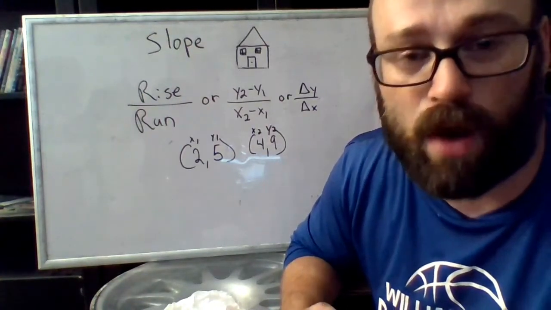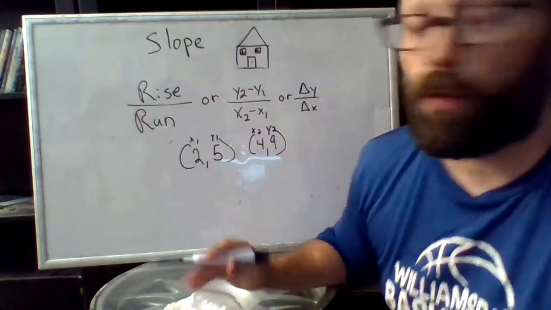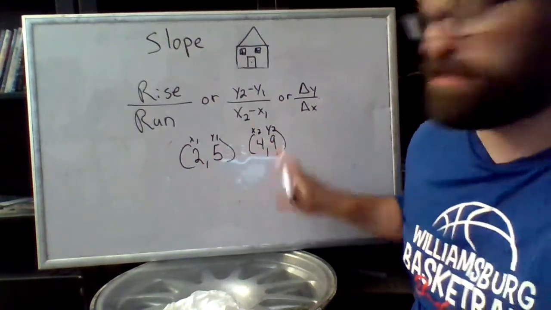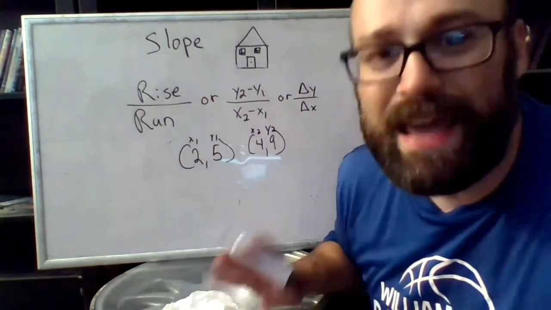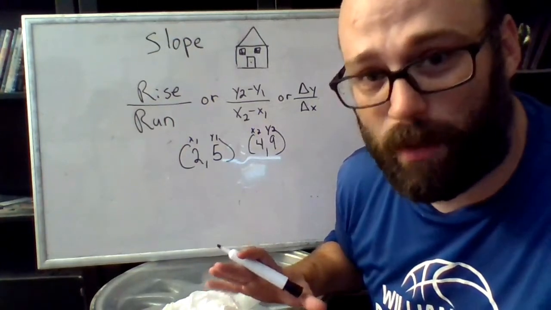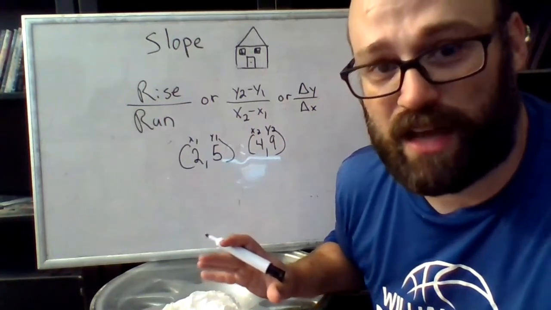You would just plug them in, y2 minus y1, so 9 minus 5, 4 minus 2, and you can do that. Or you could just say, okay, from 2 to 4, I've changed 2 spots, and 5 to 9, I changed 4 spots. Either way works, okay? So it's not a big deal about which way you go. It's changing the y's and changing the x's.